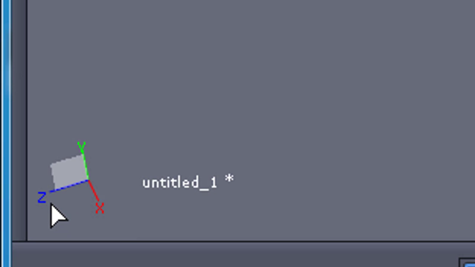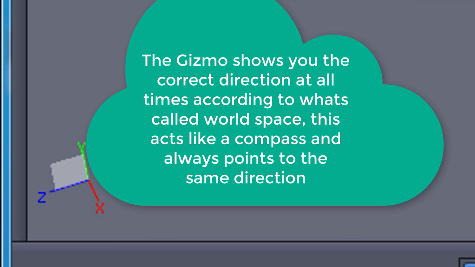This is called the gizmo. The gizmo shows you the correct direction at all times according to what's called world space within 3D. This acts like a compass and always points the same direction no matter which direction you're facing within the 3D space.